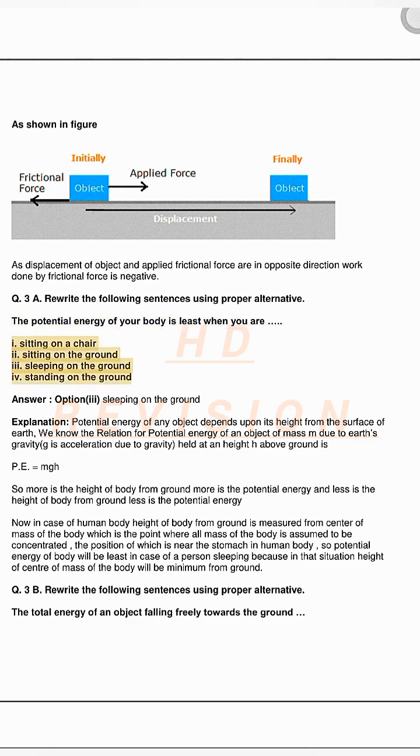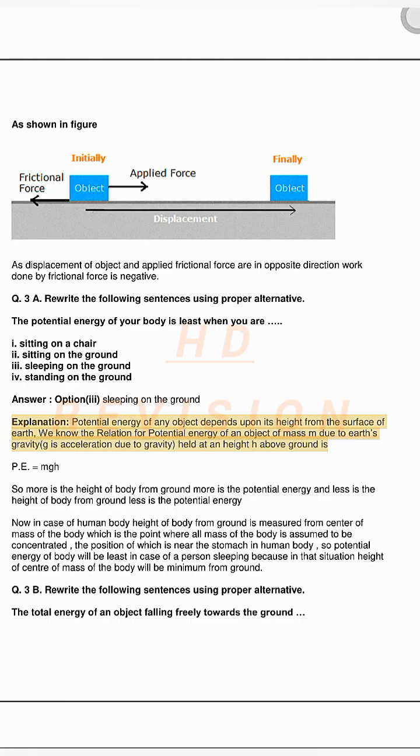Sitting on the ground, (ii) Sleeping on the ground, (iv) Standing on the ground. Answer. Option (iii) Sleeping on the ground. Explanation. Potential energy of any object depends upon its height from the surface of Earth.